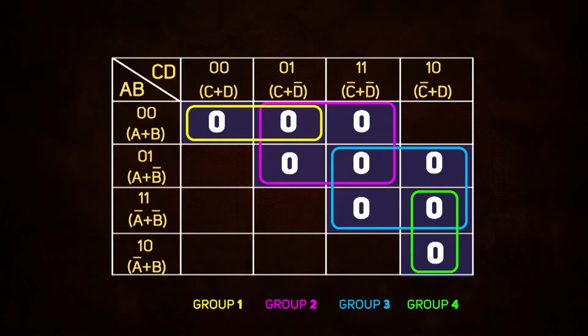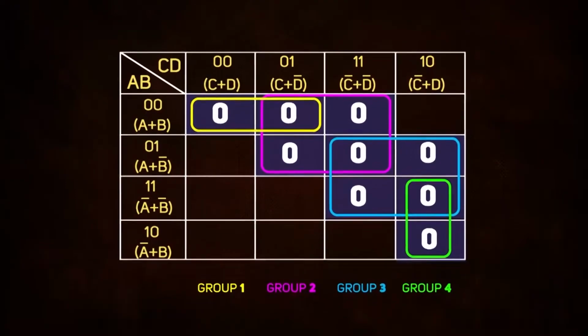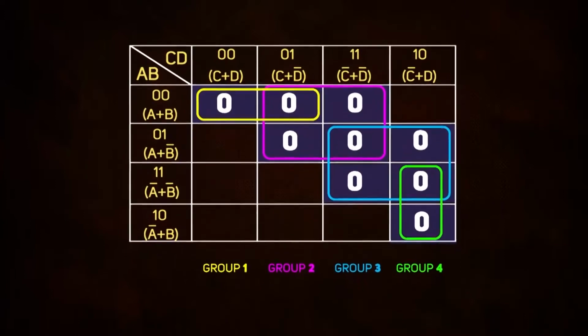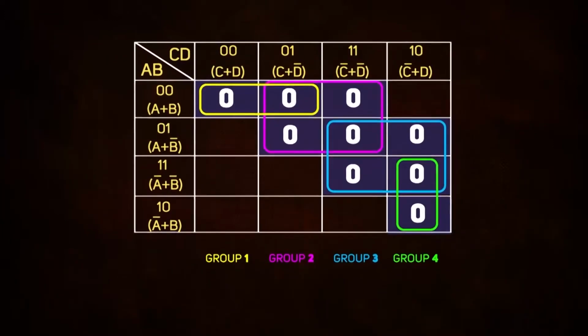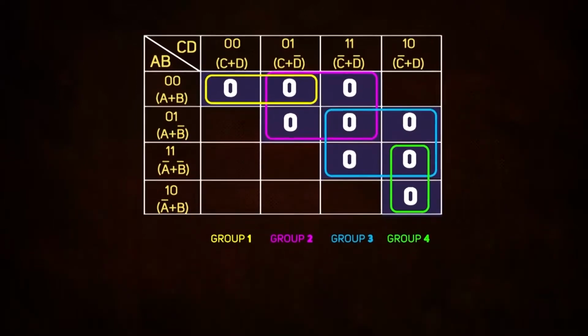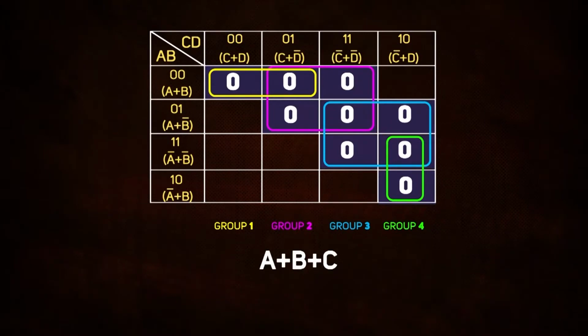In group 1, the input variables appearing in the row are A and B, and they are in the same form, A and B, in both cases. What about C and D? The value of C remains the same, but the value of D takes both complemented and uncomplemented form. So, let us remove D and we get the reduced term as A plus B plus C. Then consider the next group, group 2.